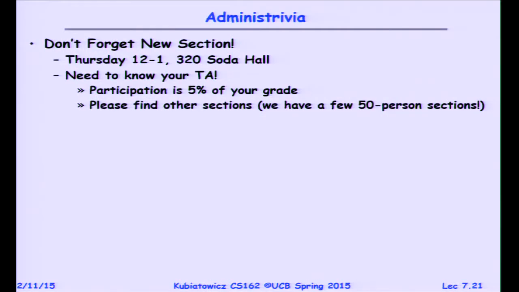So, don't forget the new section. We have a brand spanking new section Thursday, 12 to 1, 320 Soda Hall. And I want to point out, you've seen this posting, but you need to know your TA. There are those of you that, for whatever reason, are happily increasing the load of our couple of TAs that have 50 people in the class. And this is not a good way to get to know your TA. So I suggest that you check out the brand spanking new Thursday section, 12 to 1, which only has a few people in it. So that's a great way to learn your TA, okay?